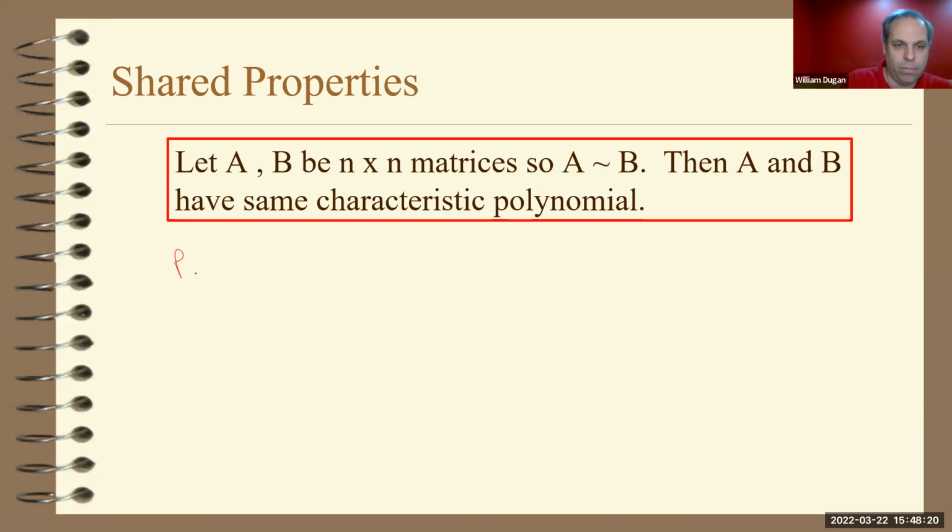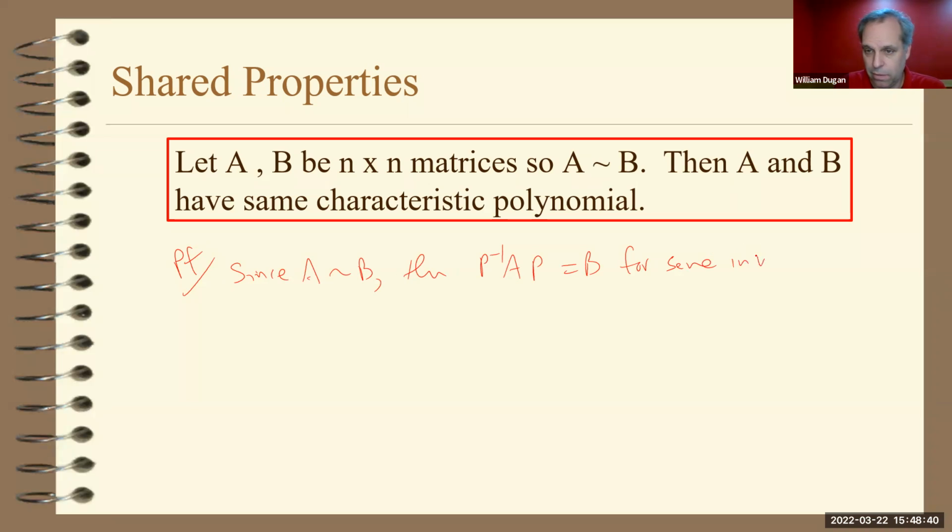So as a quick proof, once again, I'll do the same thing I just did before. Let's say that since A is similar to B, then it means that P inverse times A times P is equal to B, and that's for some invertible P. Okay, I want to know what is the characteristic polynomial for B. By definition, it's just the determinant of B minus lambda times I.